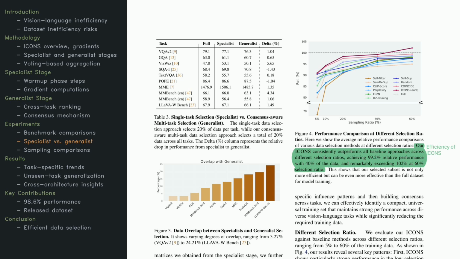Even at 40% of the original dataset, Icons holds on to more than 99% of performance. And at 60%, it actually exceeds the full dataset's performance by 2%. That indicates a strong ability to weed out unhelpful data while keeping the crucial bits.